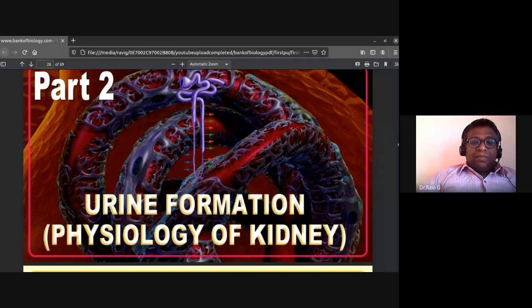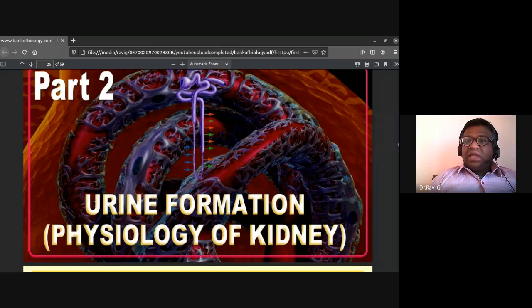So today we'll be discussing the second part of this topic, that is elimination of nitrogenous waste, the excretion and elimination of nitrogenous waste. So we'll be discussing the formation of urine. You just have to recollect, in the previous class we had discussed the structure of the nephron.